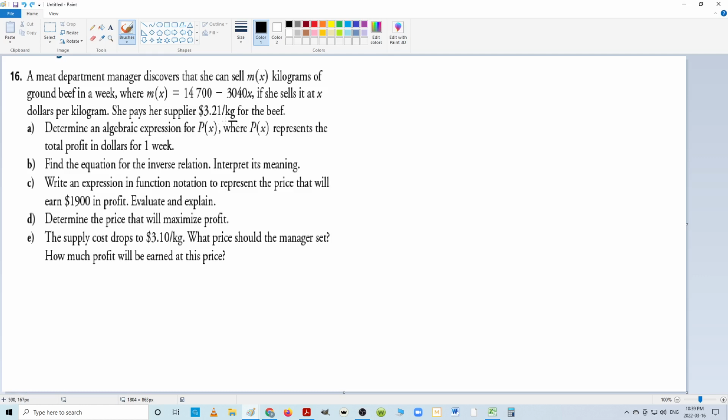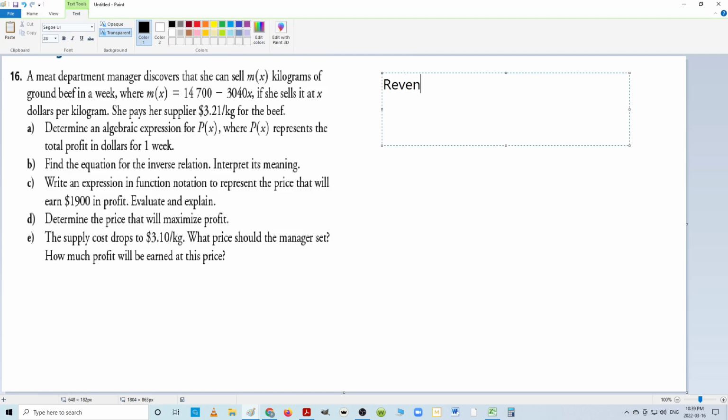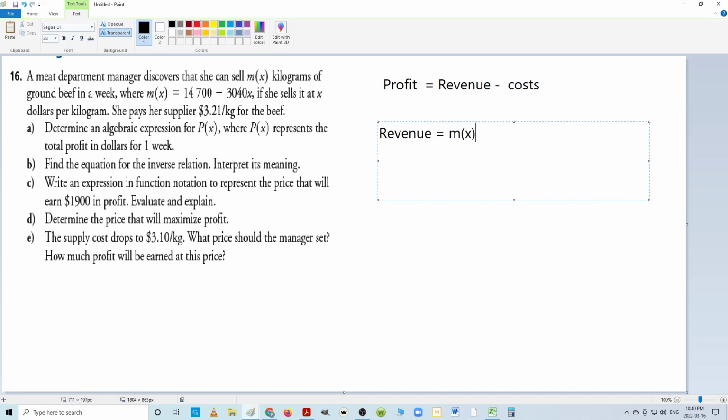But to figure out her profit, you have to look at it this way. Now, they're using profit incorrectly. Revenue, well, actually, you know what? Profit, she's right. Profit is equal to revenue minus cost. Revenue is equal to the amount of kilograms you sell, which is m of x, times the price, which is x.